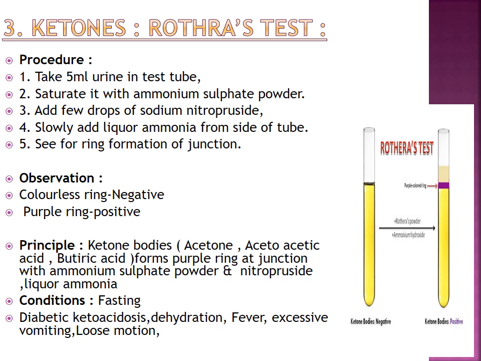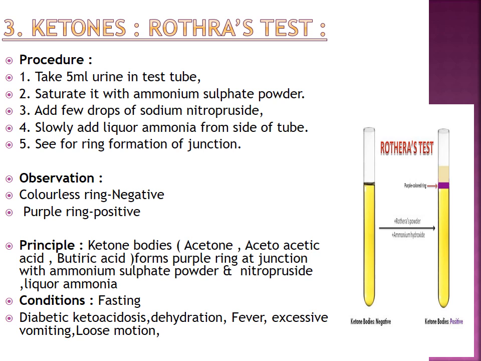Now we will see the urine ketone test done by Rothera's test. Here you take 5 ml of urine in a test tube, then saturate it with ammonium sulfate powder. Saturate means you keep adding ammonium sulfate powder until it no longer dissolves and remains in the test tube. Then add a few drops of sodium nitroprusside from the side of the test tube and then liquor ammonia from the side, and look for ring formation at the junction of the two liquids. If it is purple, it is a positive test; if it remains colorless, it is negative.